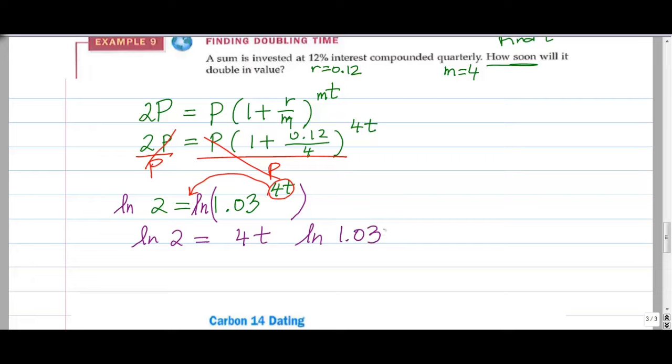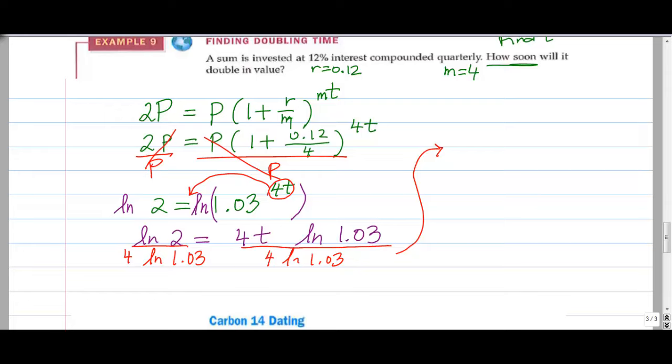Okay, now ln 1.03 is a number. That's like a number, like 5 or 10 or whatever that number happens to be. Okay, and I'm multiplying here. It's 4t times ln 1.03. So I want to divide both sides by ln 1.03. I want to get the t by itself, remember. And then I can actually go ahead and divide by that 4, right? 4 ln 1.03.